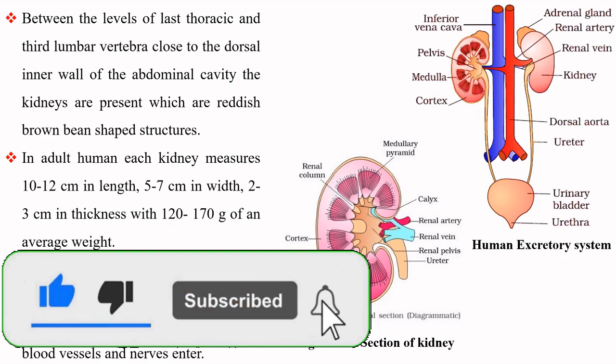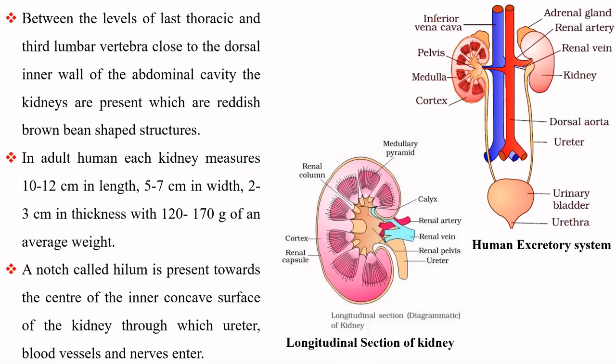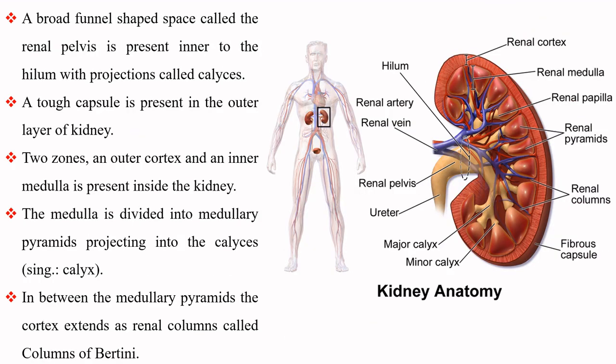A notch called the hilum is present towards the center of the inner concave surface of the kidney, through which the ureter, blood vessels, and nerves enter. A broad funnel-shaped space called the renal pelvis is present inner to the hilum with projections called calyces. A tough capsule is present in the outer layer of the kidney. Two zones, an outer cortex and an inner medulla, are present inside the kidney. The medulla is divided into medullary pyramids projecting into the calyces. In between the medullary pyramids, the cortex extends as renal columns called columns of Bertini.